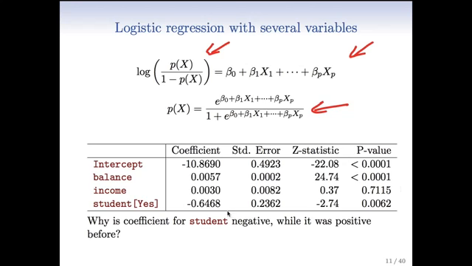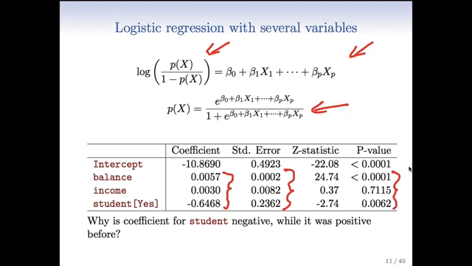And now we get 3 coefficients, 3 standard errors, 3 z statistics, and 3 p-values. And the first thing we see here is that as they were in the single variable case, balance and student are significant. Income's not significant. Okay, so it seems like 2 of the variables are important.